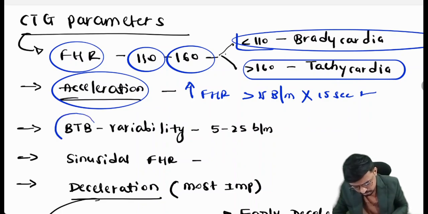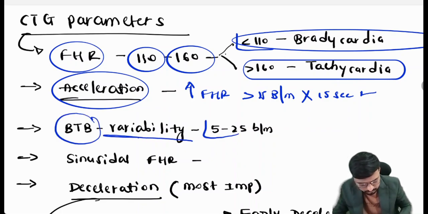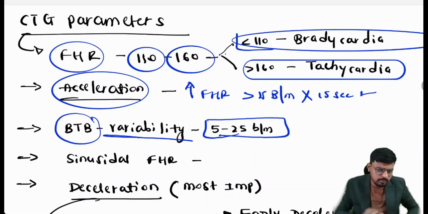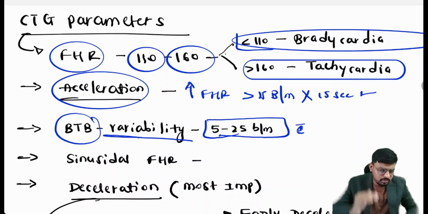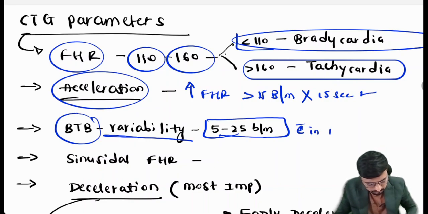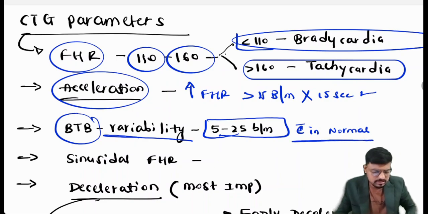Okay, so then the beat to beat variability. There will be a change in the fetal heart rate between 5 to 25 beats per minute within the normal range. So there will be a change or variability in the heart rate, but within the normal range. It means it will be between 110 to 160 only, it will not cross 160 and it will not go below 110. So that is the beat to beat variability, it should be normally present.